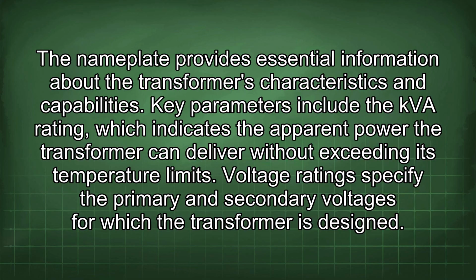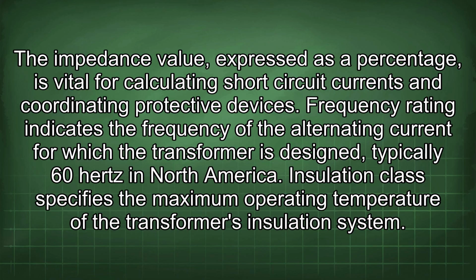Voltage ratings specify the primary and secondary voltages for which the transformer is designed. The impedance value, expressed as a percentage, is vital for calculating short-circuit current and coordinating protective devices. Frequency rating indicates the frequency of the alternating current for which the transformer is designed, typically 60 Hz in North America. Insulation class specifies the maximum operating temperature of the transformer's insulation system.